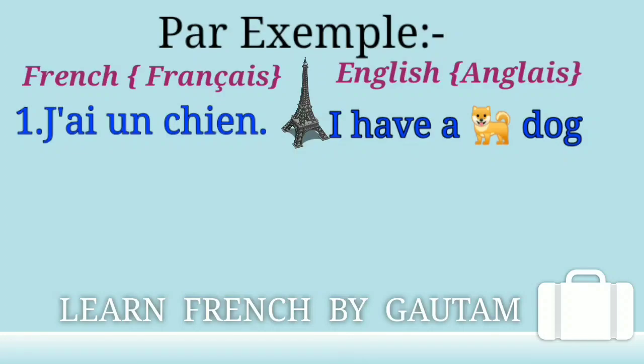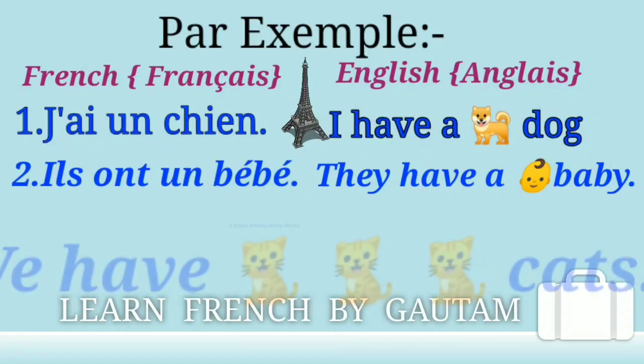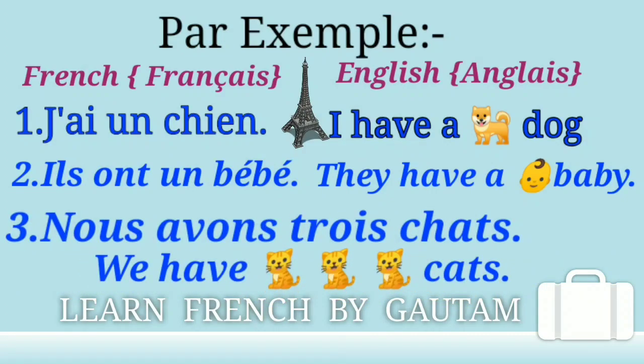Another one is ils ont un bébé. They have a baby. Next one is nous avons trois chats. We have 3 cats.